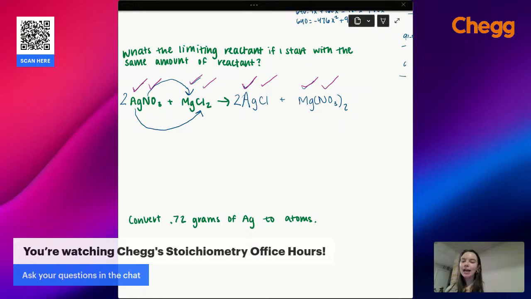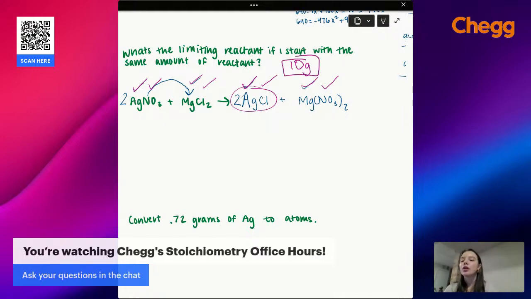Now, what I need to do is find the limiting reactant. To do that, I pick one product to take both of my reactants to. I'm going to pick AgCl just because it's the first one I see. It doesn't matter which product you choose. And then I'm going to pick a number of each reactant to start with. I'm going to say, let's do 10 grams. That's what I'm feeling tonight. So we're going to start with 10 grams of each.